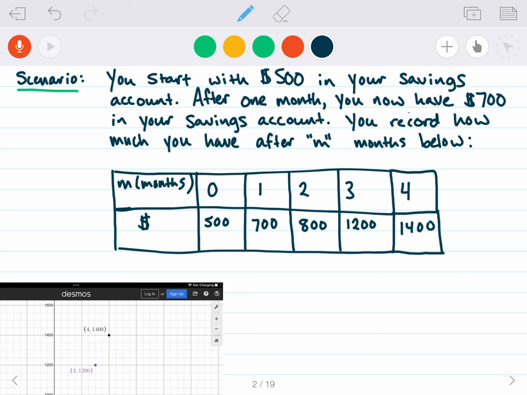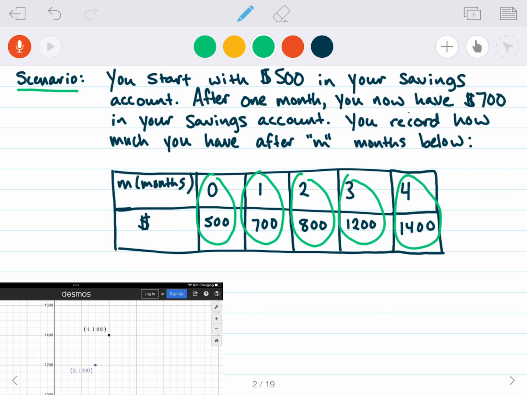So, okay, here's what our little table says. After 0 months, we have $500 in our savings. After 1 month, we have $700. After 2 months, we have $800. 3 months, we have $1,200. And 4 months, we have $1,400 in our savings account. So what we're interested in in this situation is how our savings grows over time. Does it grow at a constant rate over time? Or does the way that it grows change over time?